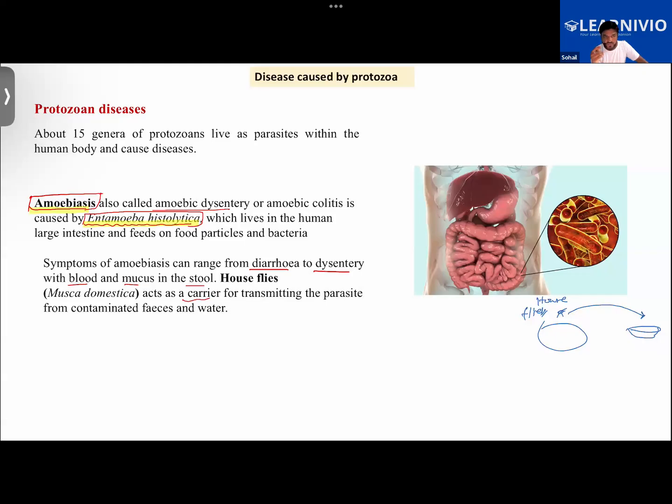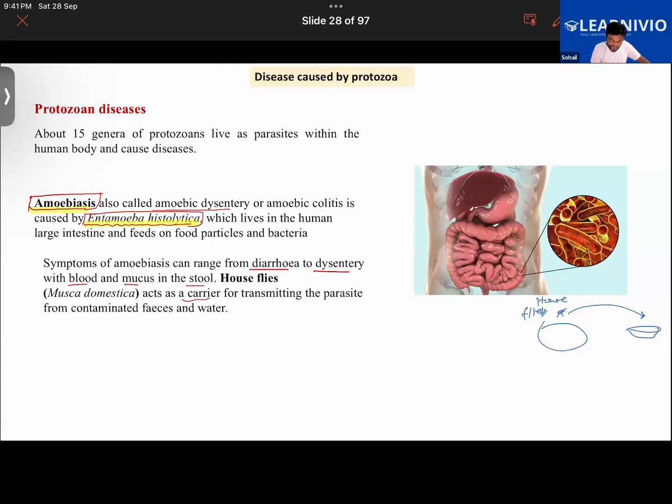Now, one particular disease that is caused by a protozoa is amoebiasis, sometimes also called amoebic dysentery. Remember the name I was using moments ago, amoebic dysentery. It is caused by a protozoa named Entamoeba histolytica, which lives in the large intestine. Whatever food particles and bacteria go there, this Entamoeba histolytica feeds on them. So it's not good for the health. Some protozoa can be good for the health, but this one is not good.